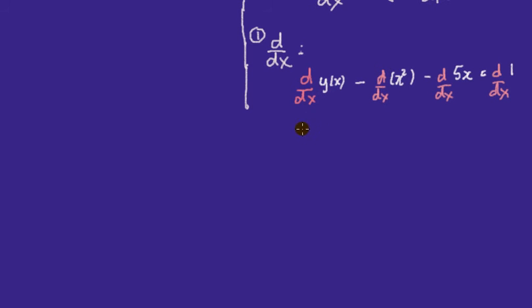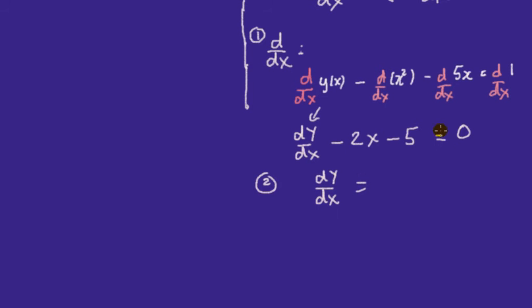Now dy by dx, this goes to this, minus differentiate 2x with respect to x, that's minus 2x, differentiate 5x with respect to x, it's minus 5. Differentiate, that's a constant with respect to x, so that's 0. That's step 1. Step 2 now, just rearrange for dy by dx, and that's our answer. So dy by dx is equal, take these both to the other side, 2x plus 5, that's the answer.